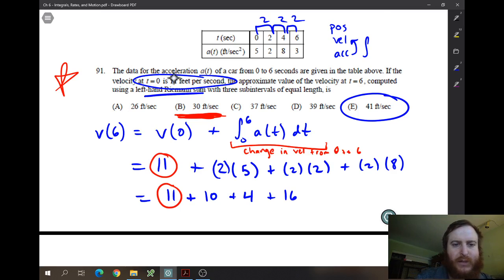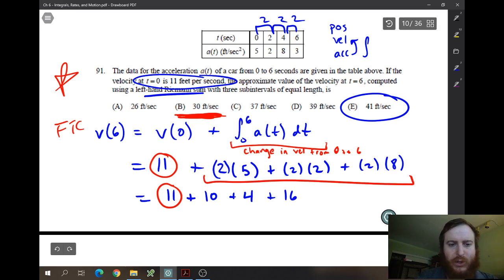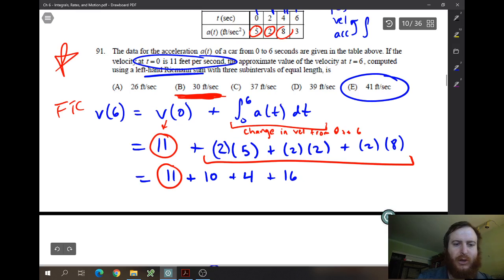But in this case, the velocity started at 11. So we have to add on 11, right? And this is that FTC formula, right? V of 6 equals V of 0 plus the integral from 0 to 6 of A of t. We should have that memorized. So this integral we do with the Riemann sum, but we still need to add V of 0, which was 11, right? It was a left Riemann sum, so the widths are each 2, and we're using 2 times 5, 2 times 2, and 2 times 8. This was a calculator question, so you could have just typed that line into your calculator and gotten a final answer.